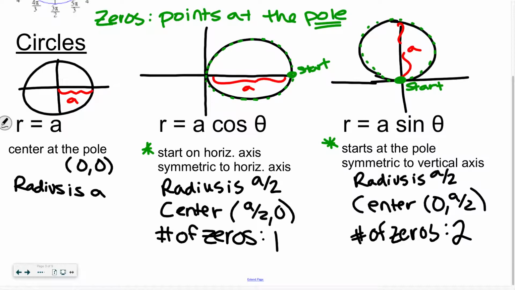It has an extra 0 because it starts and stops at the pole twice. The cosine only passes through the pole one time because it starts out on the horizontal axis. How many zeros do you have for r equals a? None. Yeah, Brian is saying 0. Number of zeros, 0.